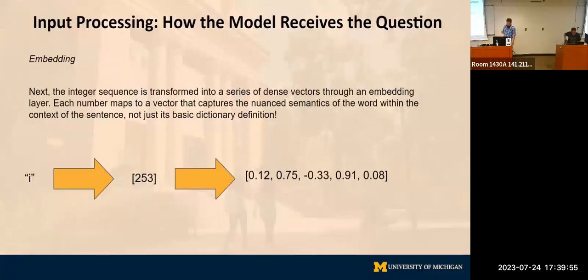But these vectors, these numbers, actually capture more than the individual words. They're capturing the context in which the words are used, their connotations, the relationships with other words. And that's effectively how language models do just that, model language.